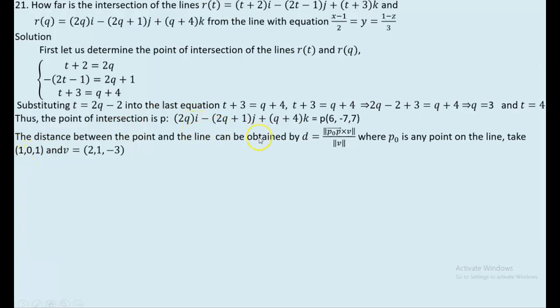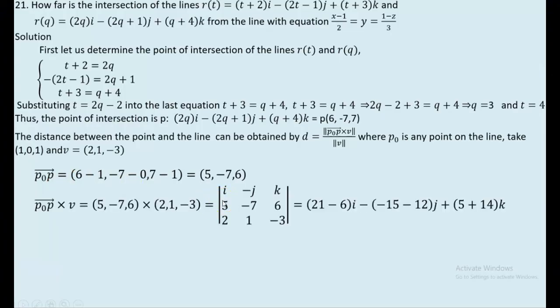The corresponding intersection point you obtained here is considered to be P. So this P is 6, -7, 7. So we can determine now P naught P. This P naught P is nothing but deducting what, students? P naught from P. So what you need to do is like this: 6 minus -1, it will be 5. And again, -7 minus 0 is -7. And here 7 minus 1 is 6. So you are left with P naught P to be 5, -7, 6.